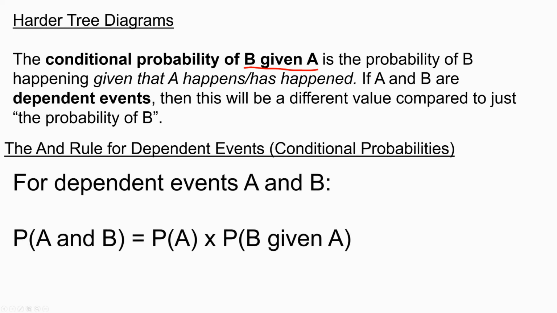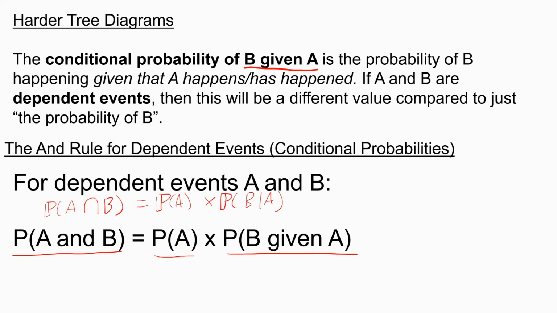The AND rule for dependent events is the probability of A and B is the probability of A multiplied by the probability of B given A. You can also write this with a little line, so we could write probability of A and B is equal to probability of A multiplied by the probability of B, and then given A is a little line, so B given A. You won't really see this at GCSE, but we are technically expected to know it. However, I would suggest at GCSE just to look at the tree diagram sensibly and to use that to evaluate any probabilities.